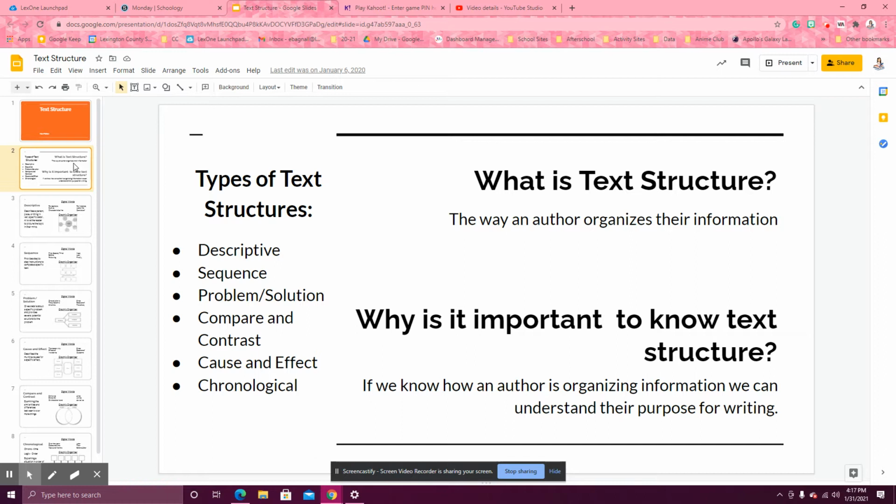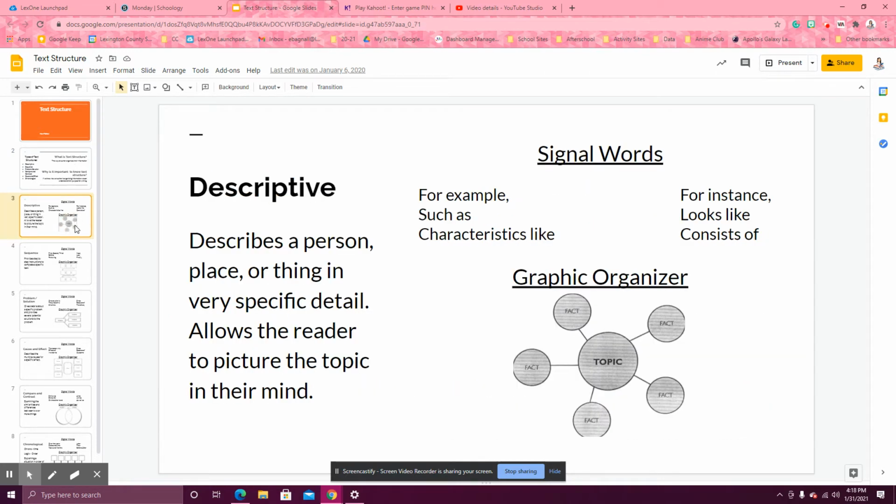And we have 6 different types of text structures: descriptive, sequence, problem solution, compare and contrast, cause and effect, and chronological. I'm going to say that one more time: chronological. I know that word's a little funky, but you'll get used to it. All right, so let's talk about the first one, descriptive.